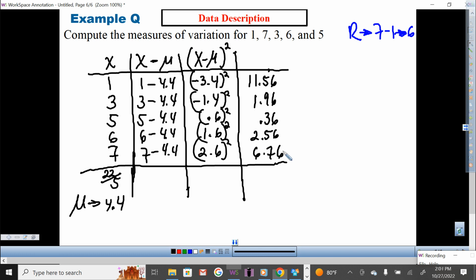Hands if you got up to right there. Okay, so far so good. Then what do we do? Add them all together. Okay, so let's do the add them all together first.